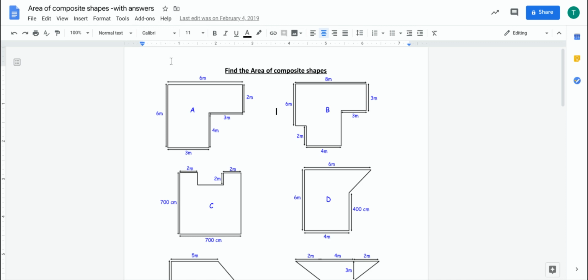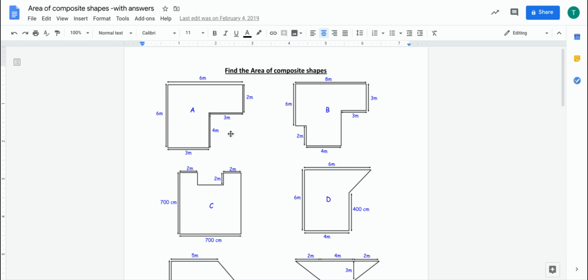If we look at the first example, you could split the shape up this way. So you've got a rectangle on the left, and then you've got a rectangle on the right. You do them both separately, add your answers together, and get a final answer. This rectangle here is 6 times 3, which is 18 meters squared. This rectangle is 3 times 2, which is 6 meters squared. So 6 plus 18 is 24 meters squared for A.